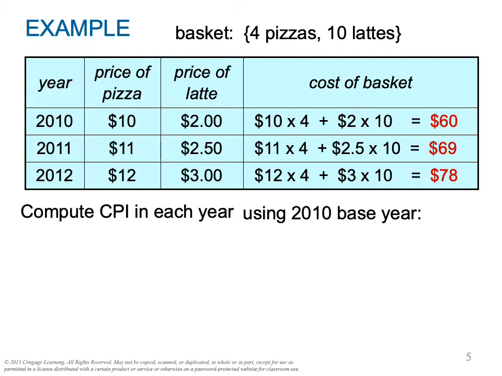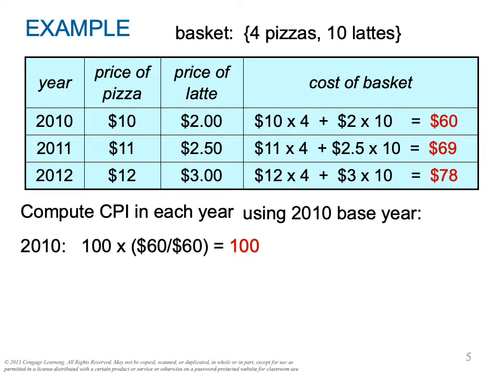Now we are ready to compute CPI, Consumer Price Index, in each year using 2010 as the base year. So remember that the base year is arbitrary. You can pick any year. You're just picking a year to use as the basis of comparison. So we're going to use 2010.